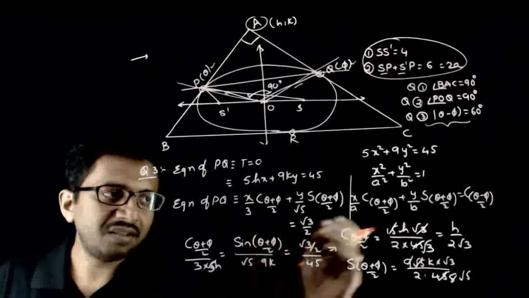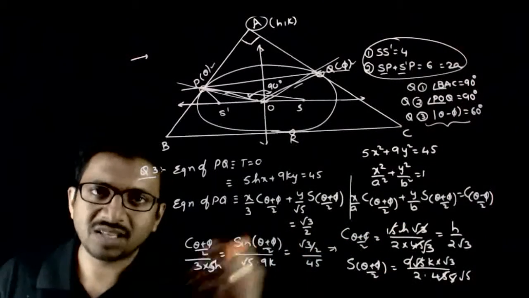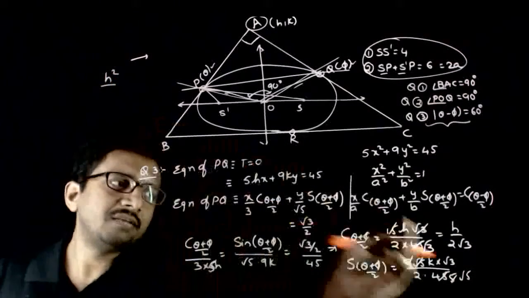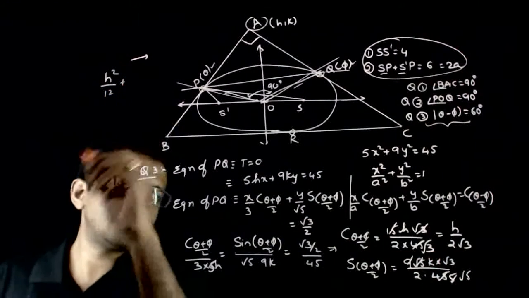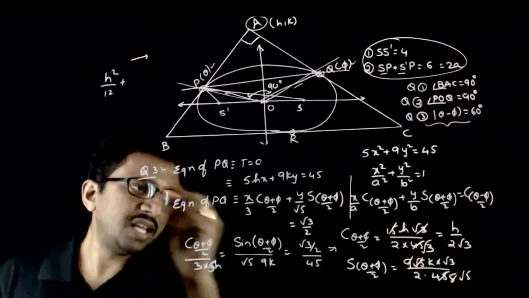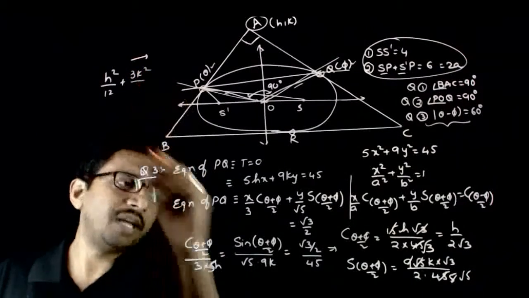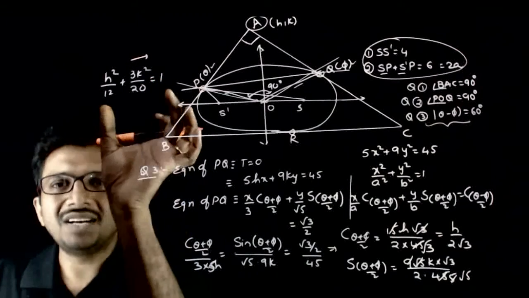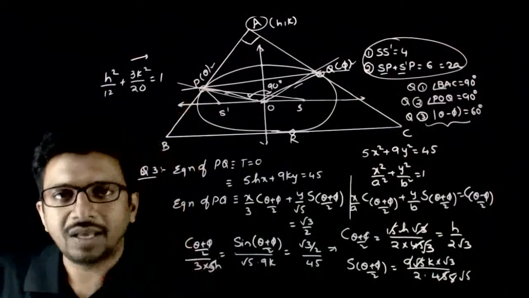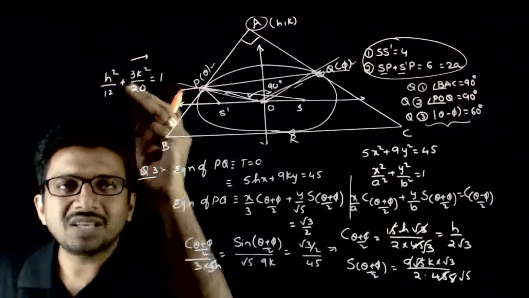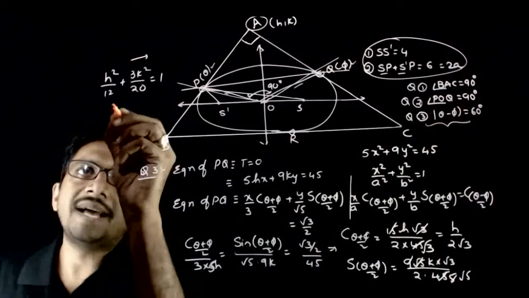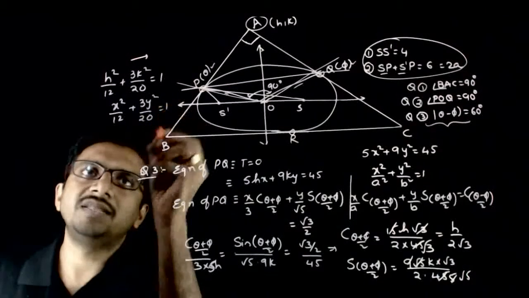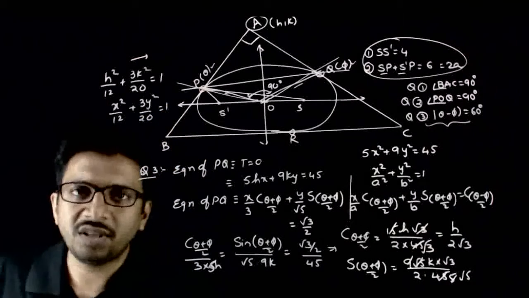So if you eliminate theta and phi, cos square of (theta plus phi) by 2 plus sine square of (theta plus phi) by 2 is equal to 1. Hence h square by 12 plus, if you square this, 3k square by 4 into 5 is 20, is equal to 1. So this is the condition on h and k. Once you have a condition on h and k, you just need to replace h with x and k with y for the locus. So x square by 12 plus 3y square by 20 is equal to 1. This is the equation of the locus.